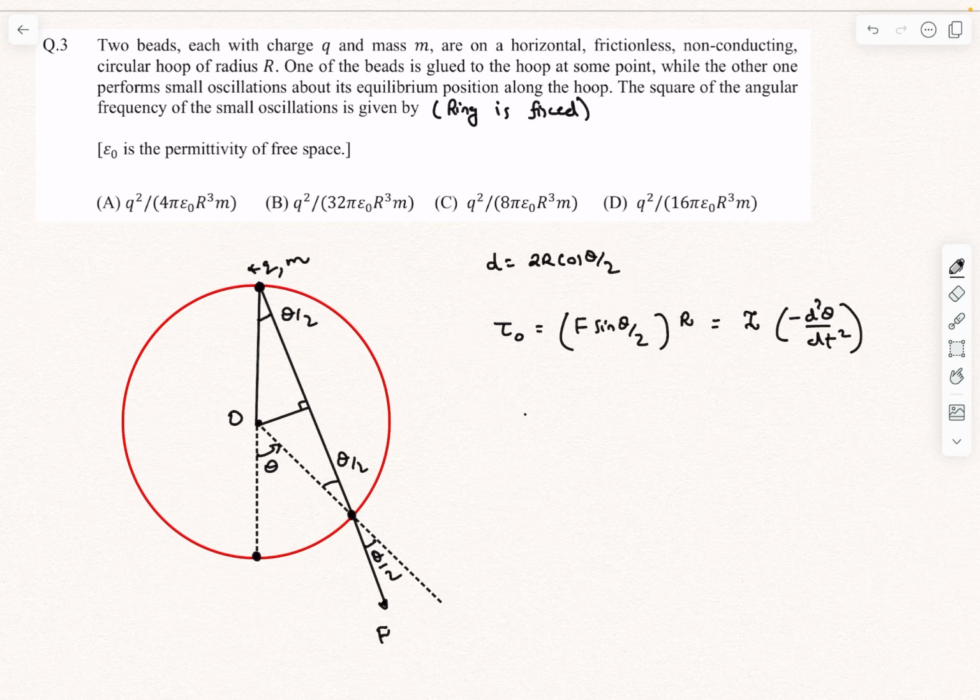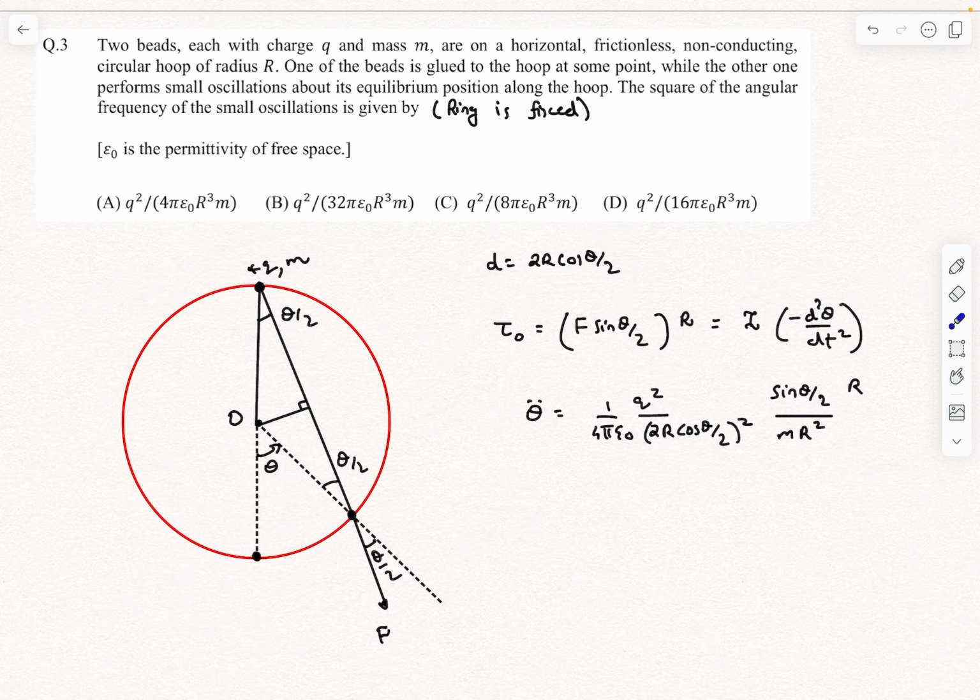Okay, so now coming to our differential equation, we can say theta double dot equals, so the Coulomb force is kq1 q2 by r squared, okay, and the value of the moment of inertia of this point particle about the point O is actually mr squared, so we'll just divide it with that as well.